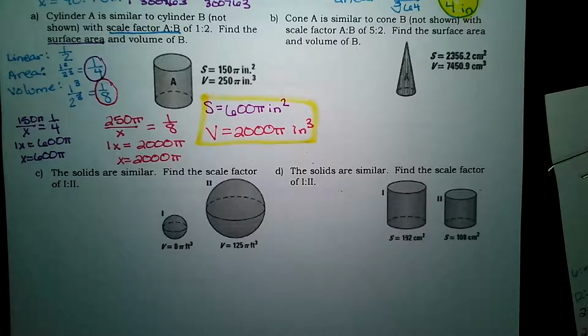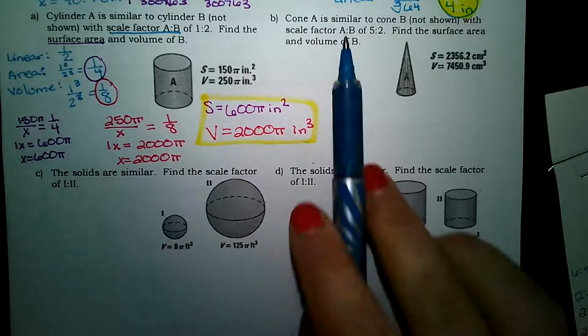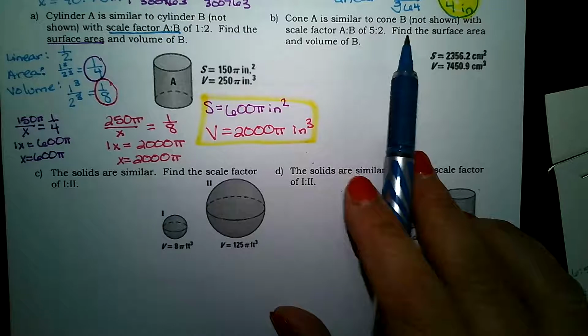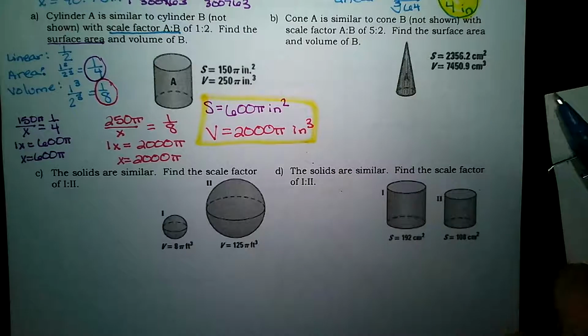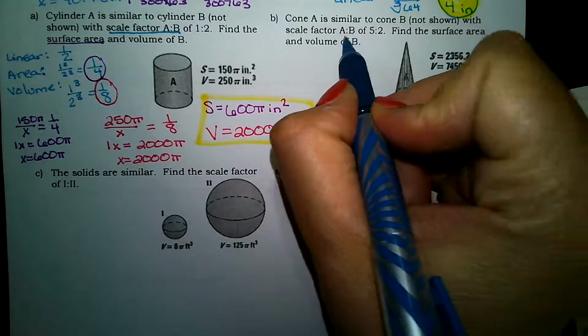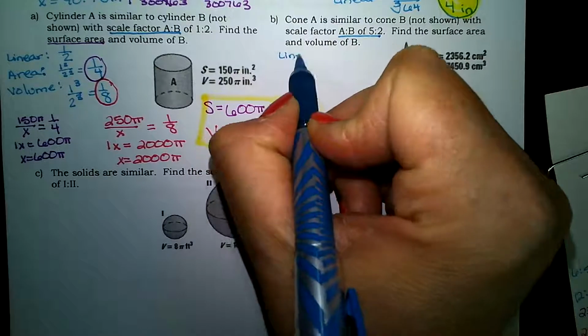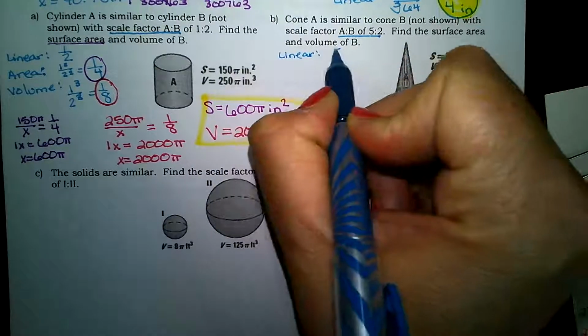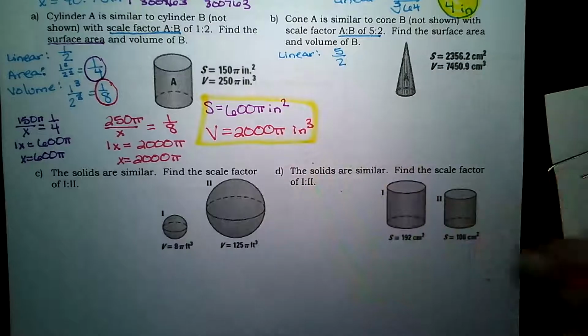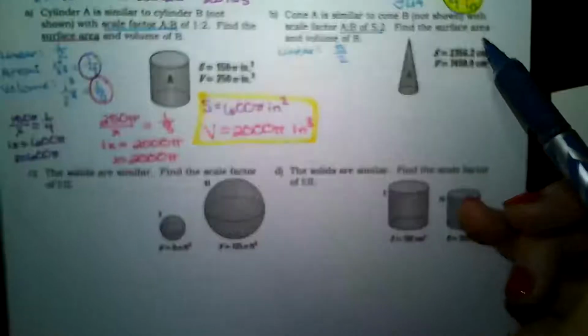Okay, I'll do one final example with you, and then I want you to try the last two on your own. Let's get started. Cone A is similar to cone B. Cone B is not drawn. The scale factor of A to B is 5:2. That is our linear scale factor. Find the surface area and volume.